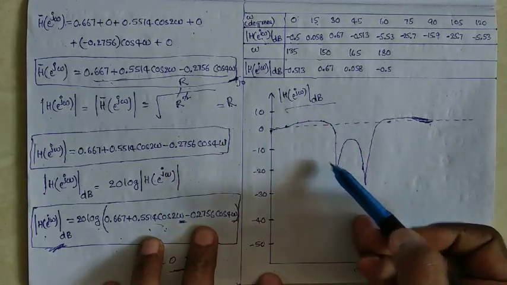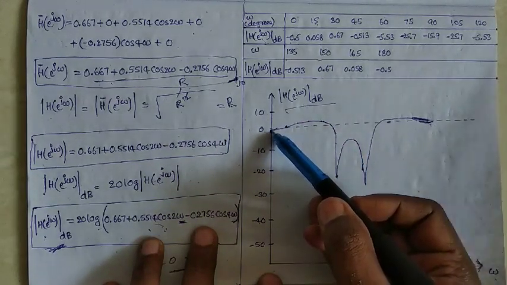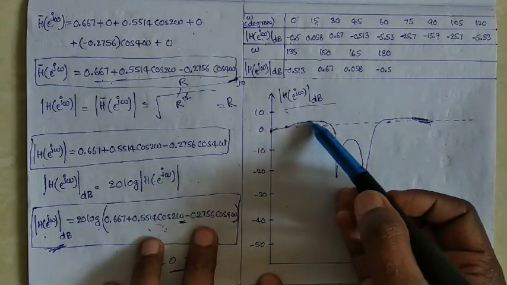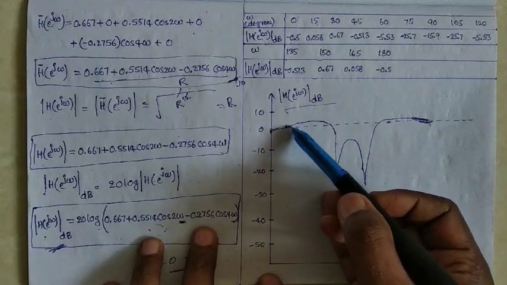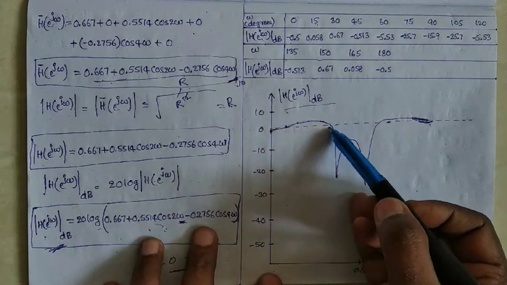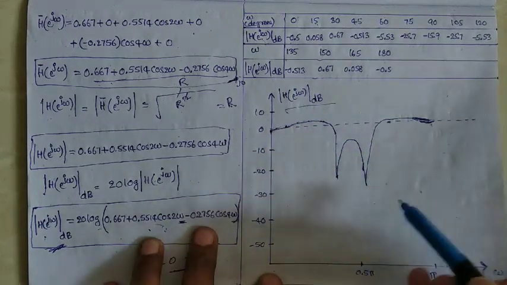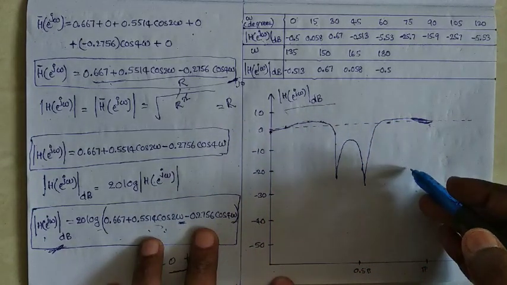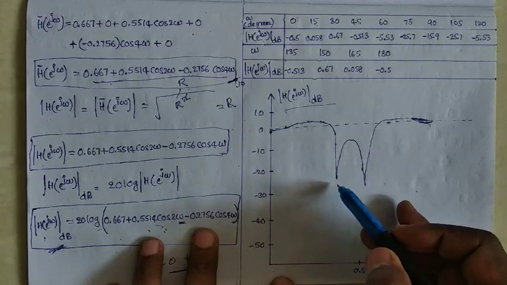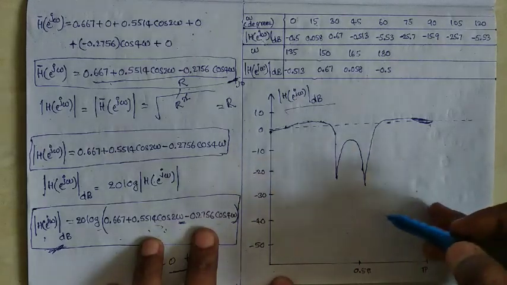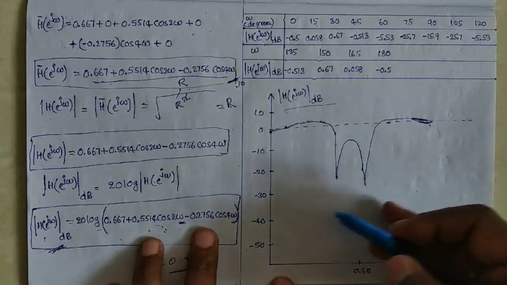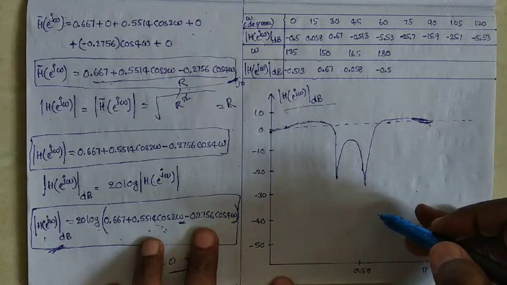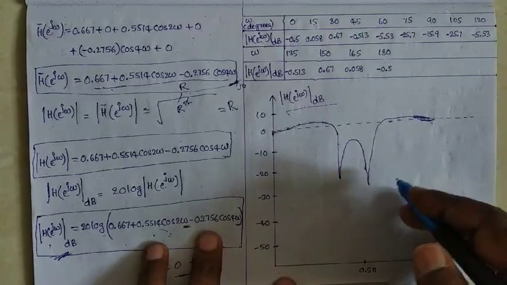Join all those points by a curve. We are joining all those points by freehand. Here the resulting waveform is like this. This is the band rejection filter. This is the magnitude response of the band rejection filter.